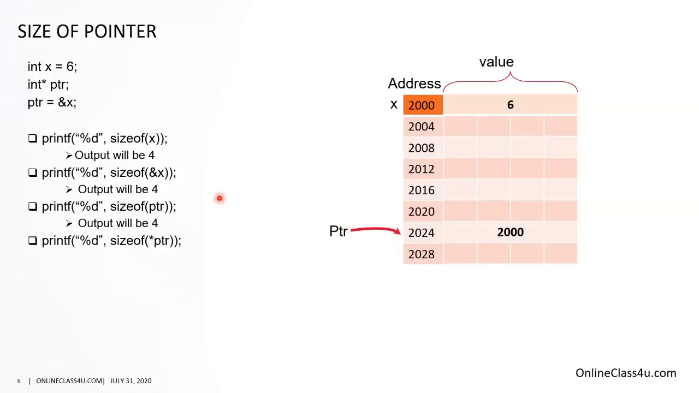So consider the last one, sizeof(*ptr). What is sizeof(*ptr)? When we place the star in front of ptr, it is dereferencing the pointer. The pointer is pointing to memory location 2000, and 2000 is holding a value of 6. That means it is sizeof(6). How many bytes is it occupying? It is occupying 4 bytes, so sizeof(*ptr) will be 4.